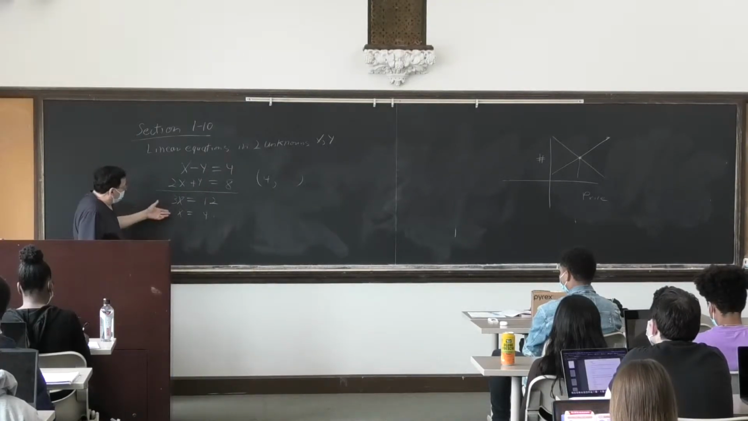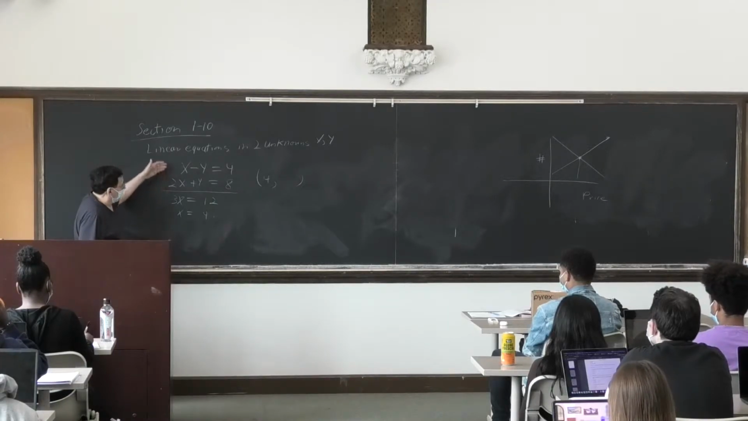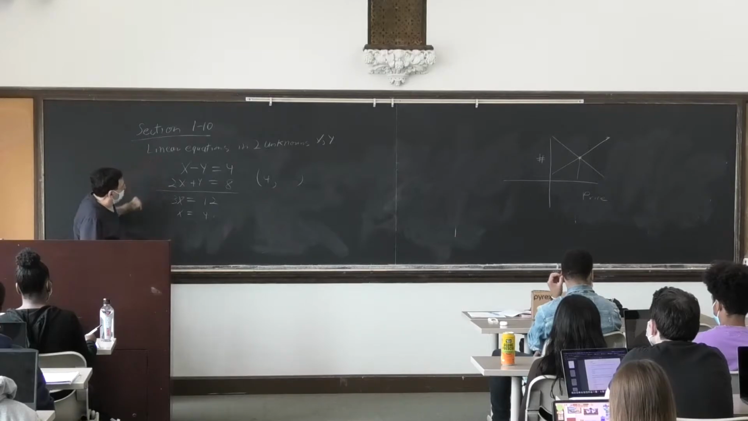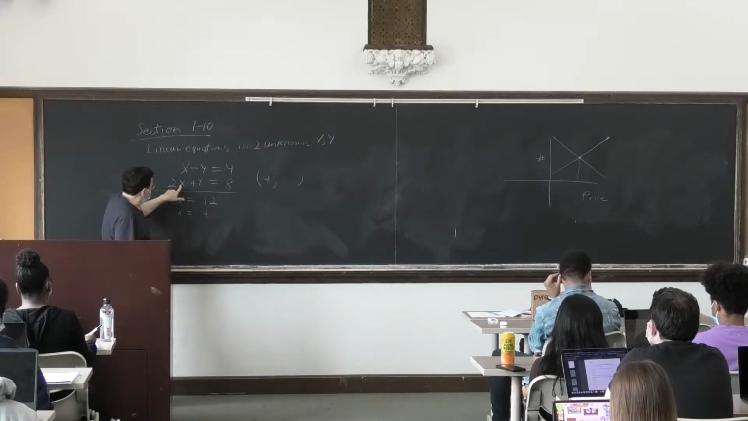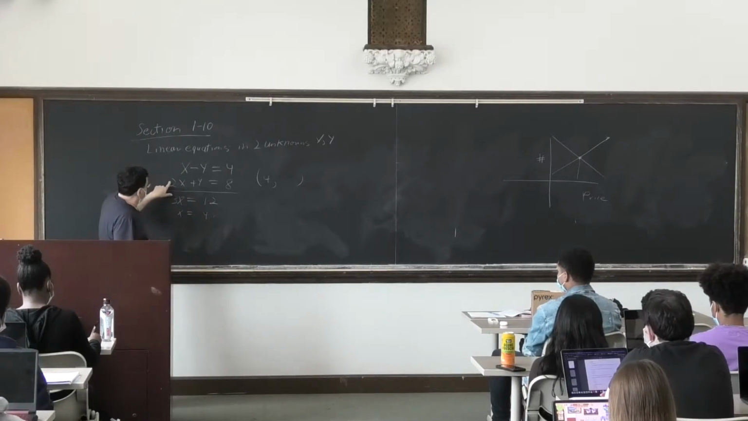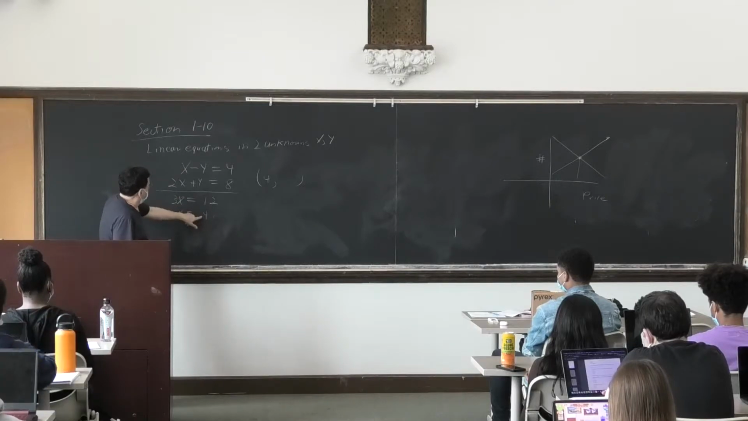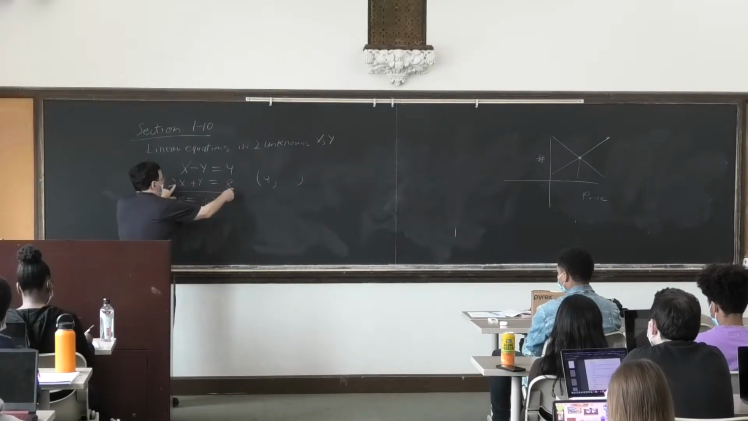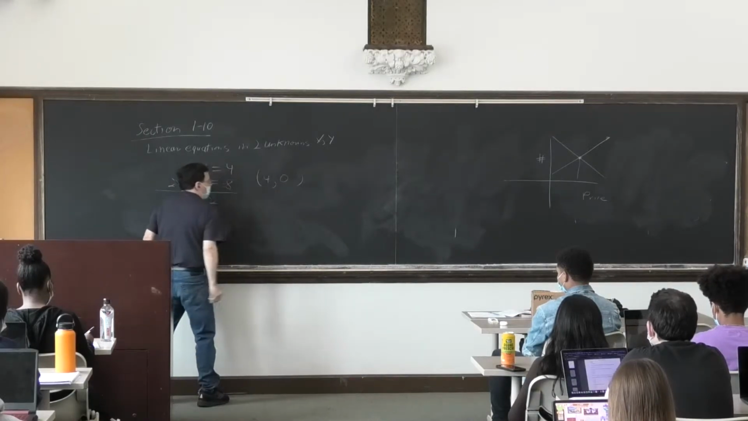Once I have the x, it should be pretty easy to find the y. I can pick whichever of these makes it easiest. I think this one does, because 2x, x times 4, 2 times 4 is 8. I've got 8 on this side. Oh, that's going to tell me y is 0. Right?